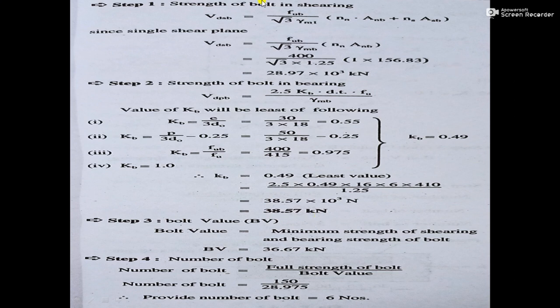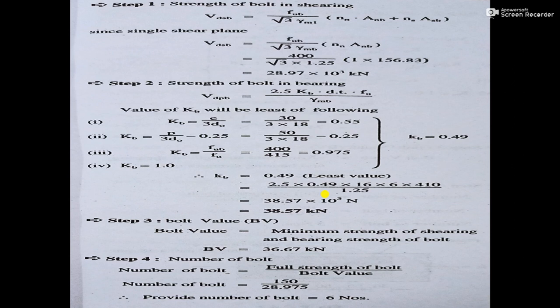So we got two values: the shearing strength, that is 28.97 kilonewton, and the bearing strength, 38.57 kilonewton. Here also there is a printing mistake. You have to consider 28.97 kilonewton, not into 10 raised to 3. Of shearing and bearing, the minimum value is 28.97 kilonewton. That minimum value is known as the bolt value.